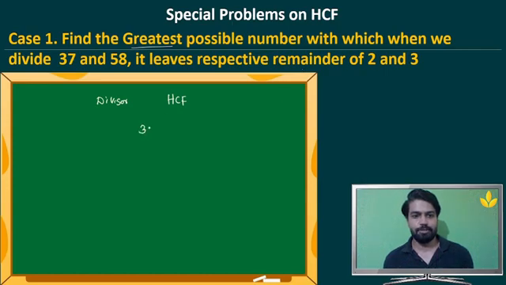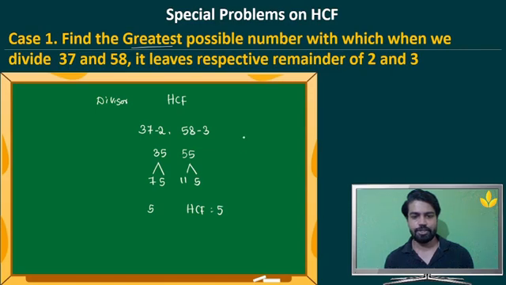That means the numbers we are talking about are 37 minus 2 and 58 minus 3. So the numbers are actually 35 and 55. We are going to find the HCF of these numbers. We can prime factorize this as 7 into 5 and this as 11 into 5. Common to both of them is 5. So the highest common factor is 5.